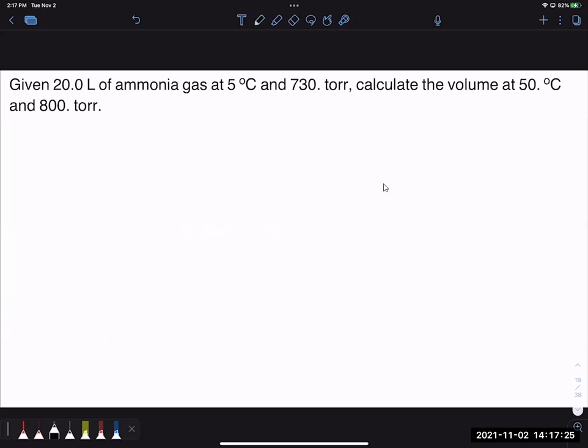All right, so, like I've been saying for all of these, we'll just write down all the things that we're given and then figure out which equation we need to use afterwards. So V1 is 20.0 liters, right? Given 20 liters of ammonia gas, we have T1 at 5 degrees C and 730 torr. So that'll be our P1.